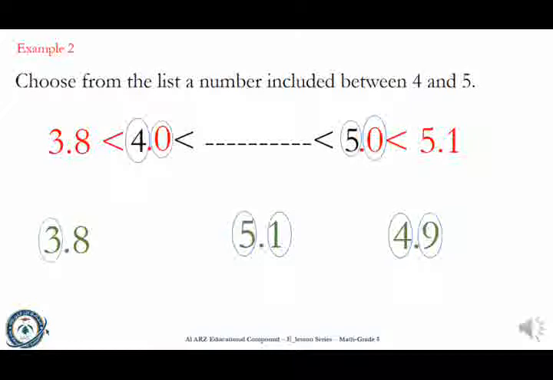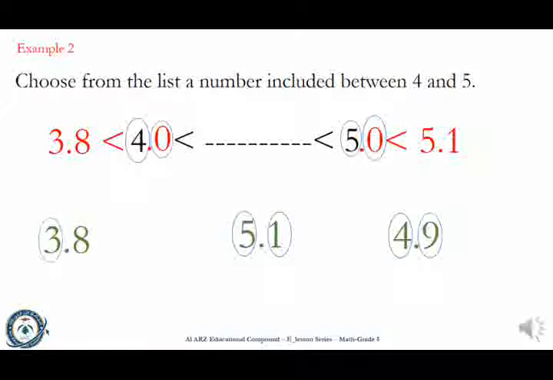Let's start with the first number, 3.8. Can this number be included between 4 and 5? No, because the whole part in 3.8 is 3, which is less than 4, so the number is less than 4.0 and not included between 4 and 5.